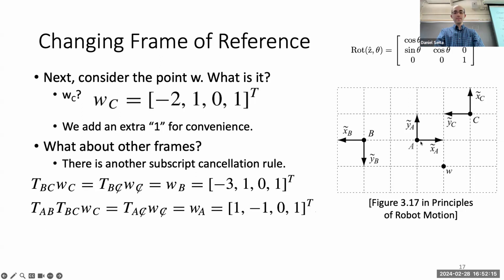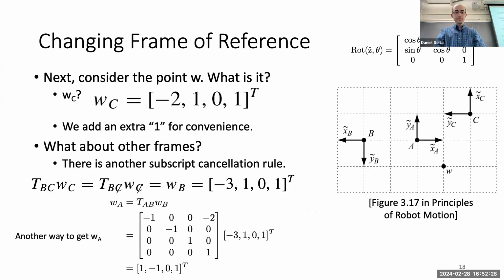Because you have A here, you go +1 in the X direction, -1 in the Y direction, and then you're basically good. And the way that you could do it, if you wanted to, is you can just do TAB WB too. Again, you can go through this algebra in your own time if you want to double check and verify things.